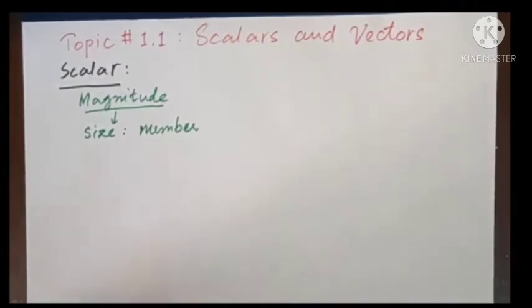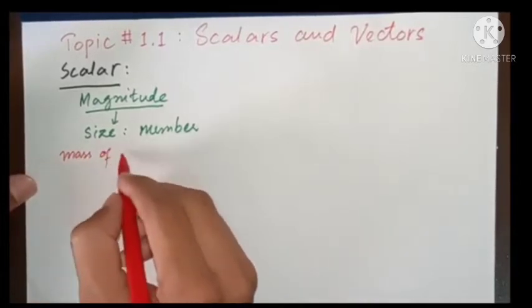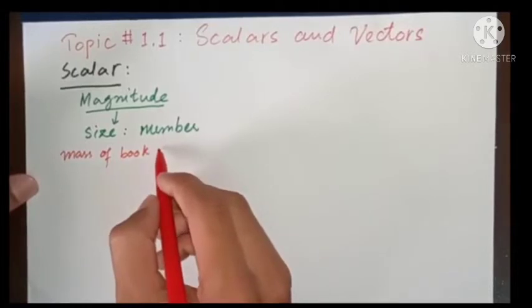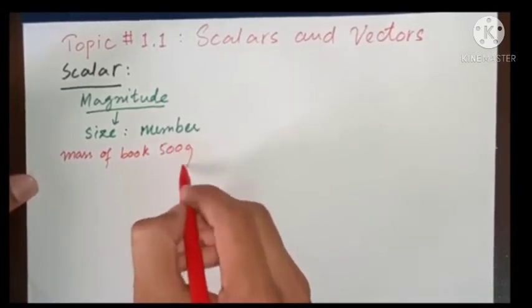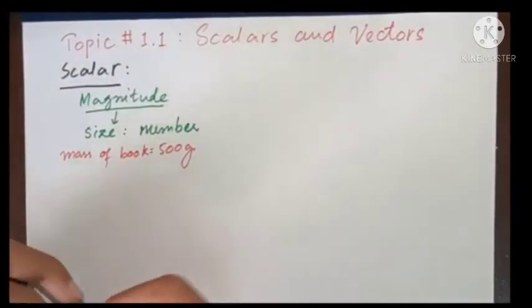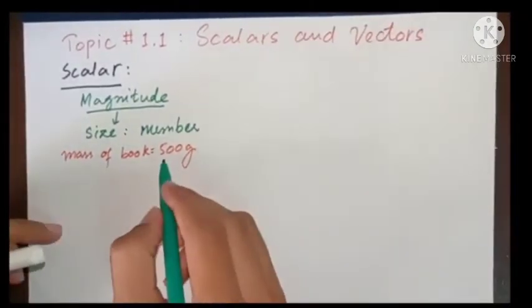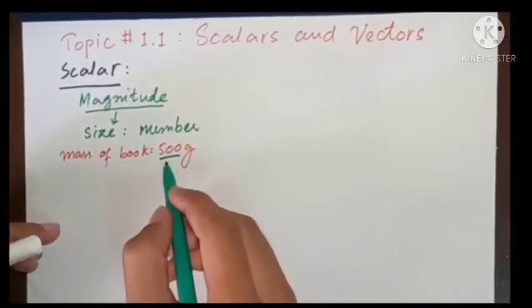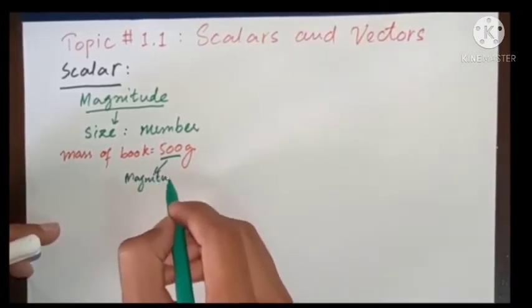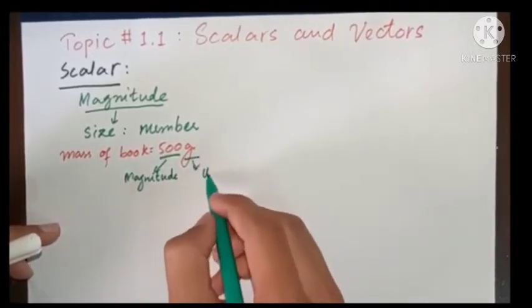For example, the mass of a book, that is, you can say 500 grams. So in this calculation, the value 500 is the magnitude, and its unit, that is gram.